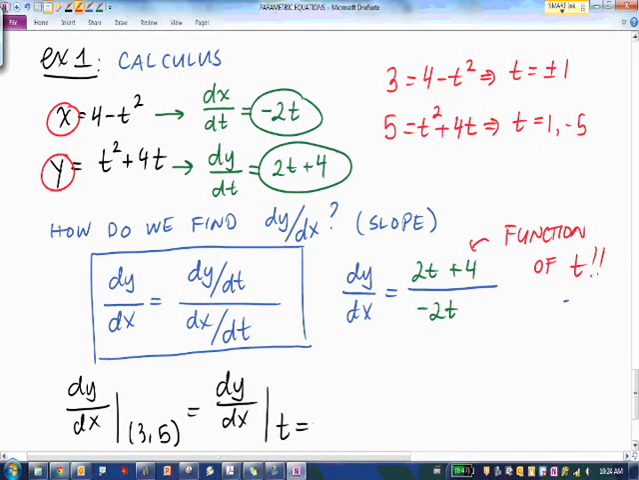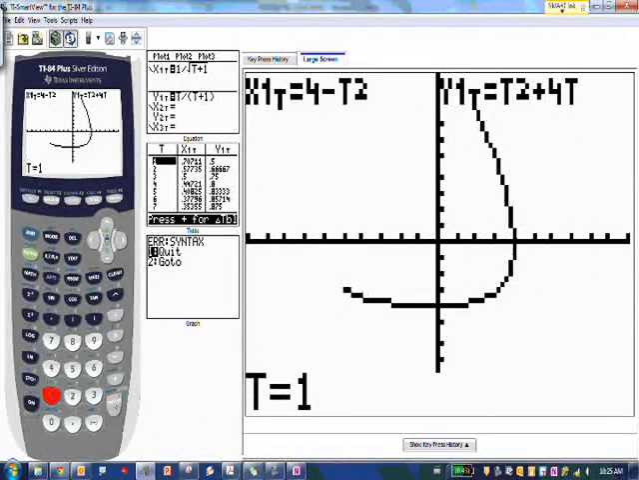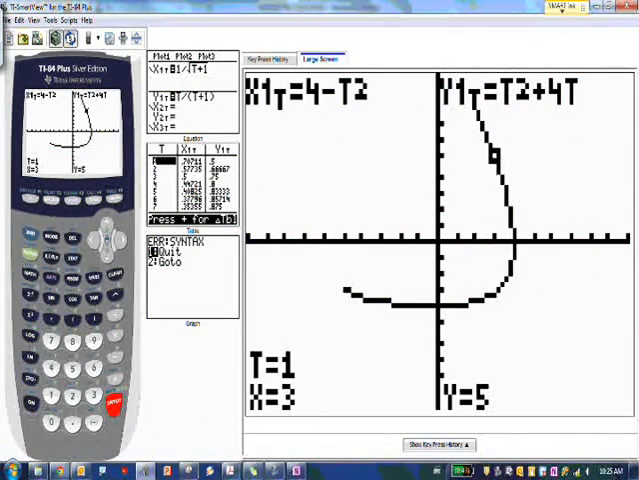So over here, what time are we evaluating this derivative? It's at t equal to 1. Meaning I just plug it in, so (2 times 1 plus 4) over (negative 2 times 1) will give me my slope at t equal to 1, which works out to be negative 3. So at t equals 1, the graph should have a downhill slope, and if I do a trace at t equal to 1, you can see that the slope looks downhill, and you could estimate it's about negative 3.